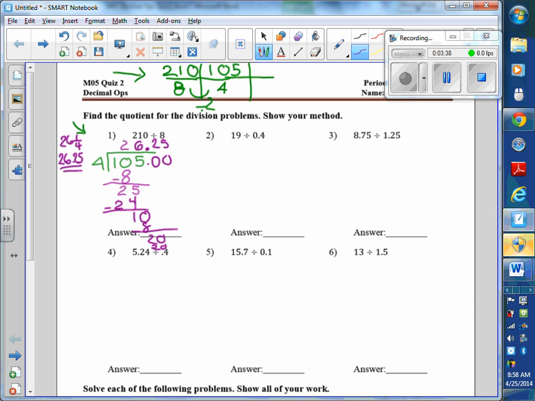Number 2. So I would start in that ratio table on number 2 to move the decimal. So you really are doing 19 divided by 4/10, right? And so that would be the same as if you multiply by 10 here, and 10 in the numerator, same thing. You have 190 divided by 4.